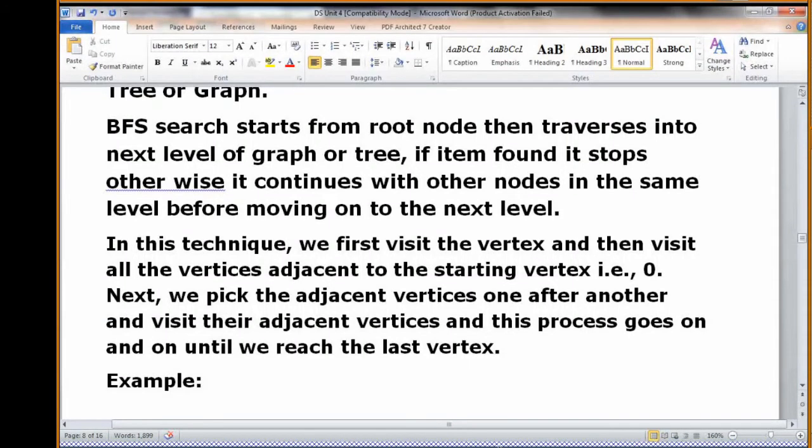We will compare DFS and BFS. So once you note down, we will move to the comparison. We will compare now.